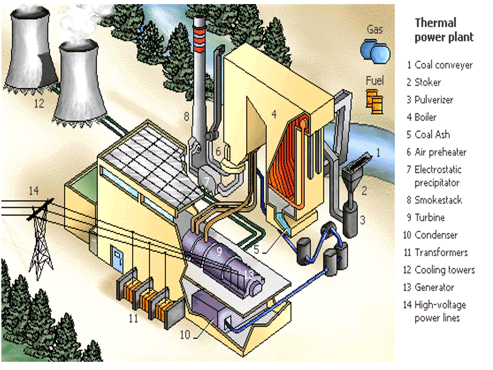We have 11, the transformer, and 12, the cooling towers, where we are basically cooling the heated water, then the 13th is the generator, and the 14th is the high voltage power lines.